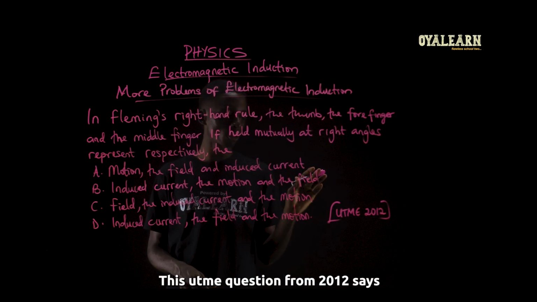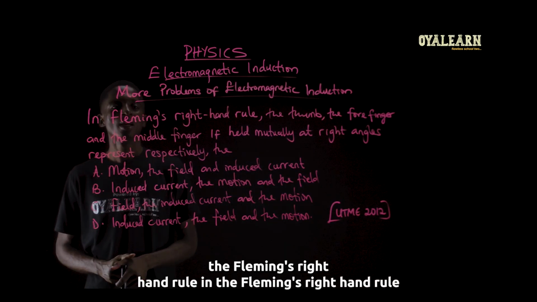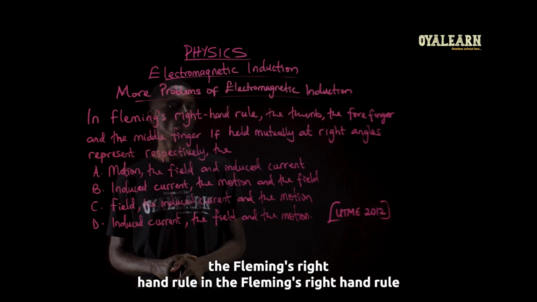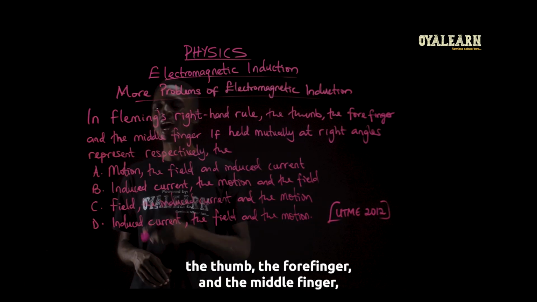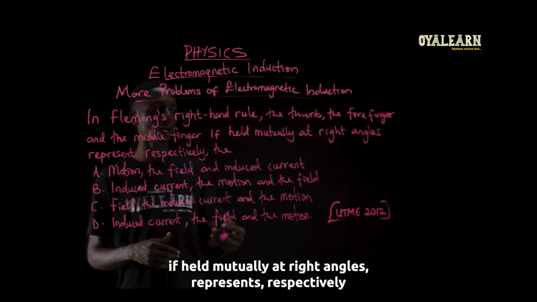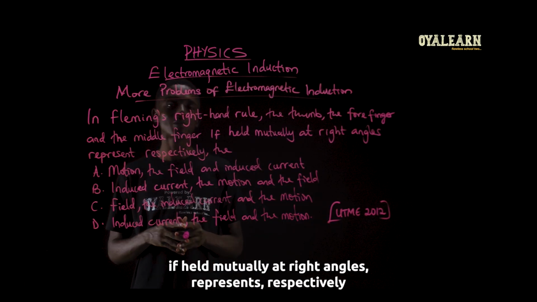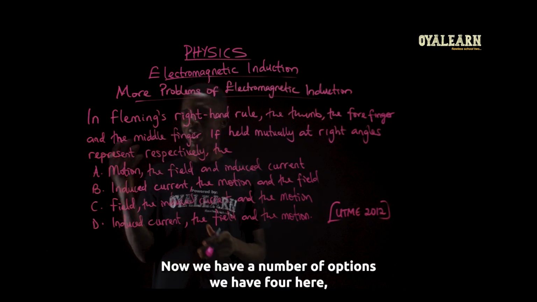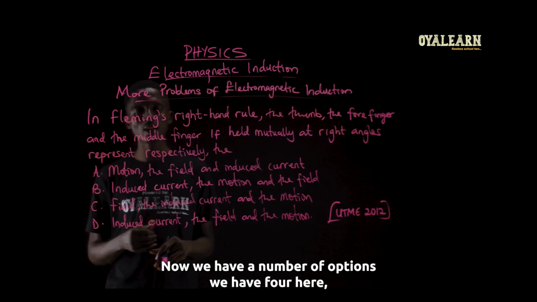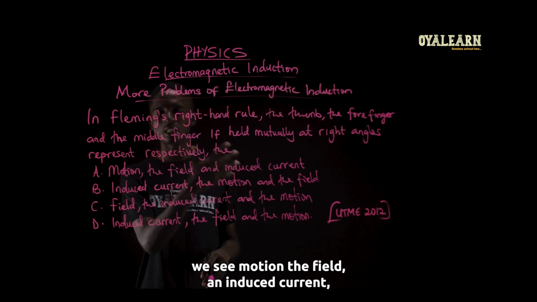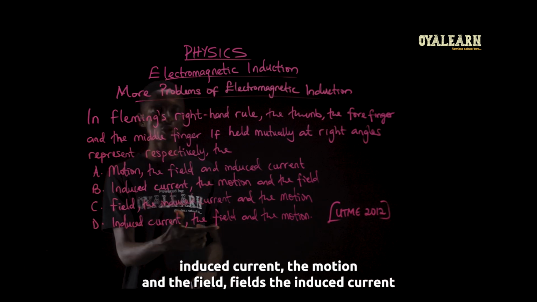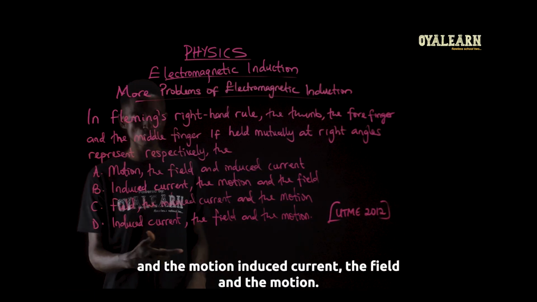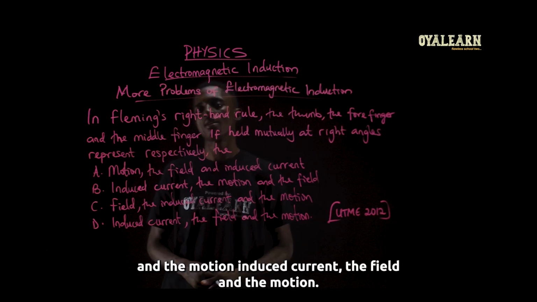This UTME question from 2012 says, in the Fleming's right-hand rule, the thumb, the forefinger, and the middle finger, if held mutually at right angles, represent respectively the, now we have a number of options. We have 4 here. We see motion, the field, and induced current. Induced current, the motion, and the field. Field, the induced current, and the motion. Induced current, the field, and the motion.